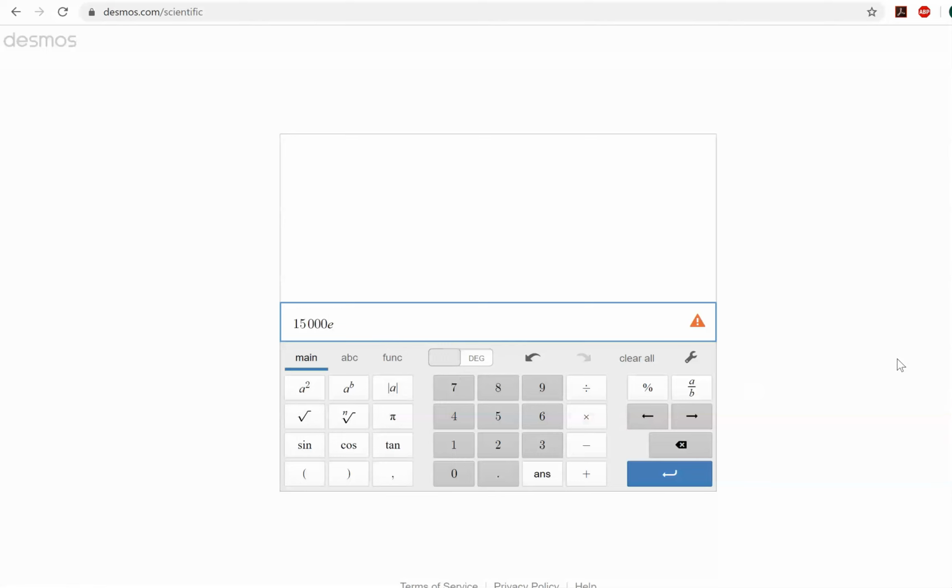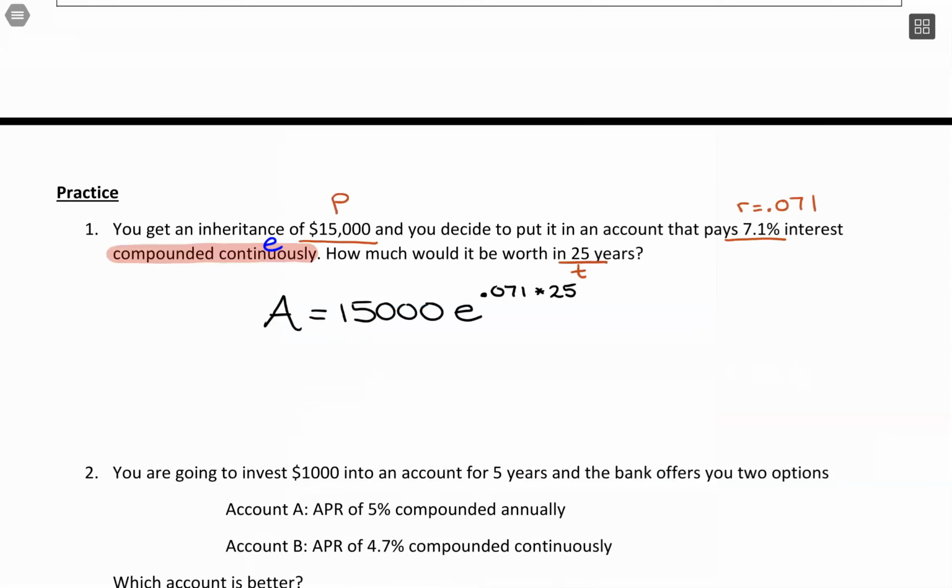Just like our exponent before, we'll need parentheses here. So 0.071 times 25, and then close parentheses, and we'll have $88,504.22 is how that will round.